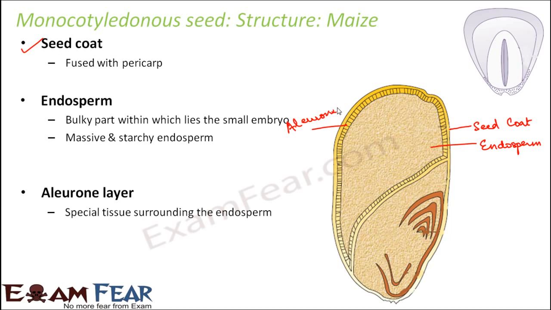Next is the aleurone layer. It is a special tissue surrounding the endosperm. If you see, this is the endosperm, right? This entire thing. So this tissue which surrounds the endosperm is the aleurone layer. It is a special tissue. These tissues are made up of cells which contain proteins, and these proteins play a very important role in germination. What is germination? The process when a seed grows into a plant. In that process also the cells of this layer help.